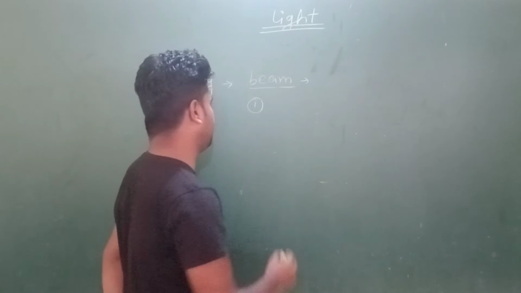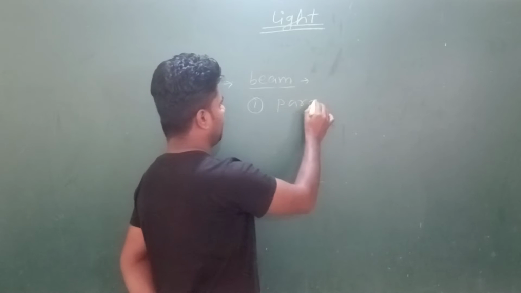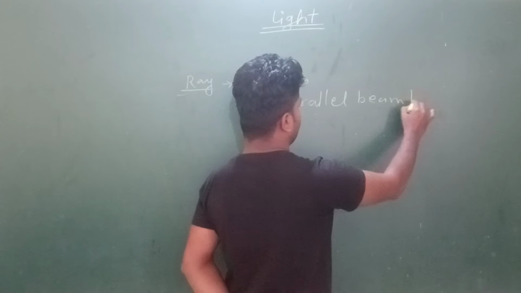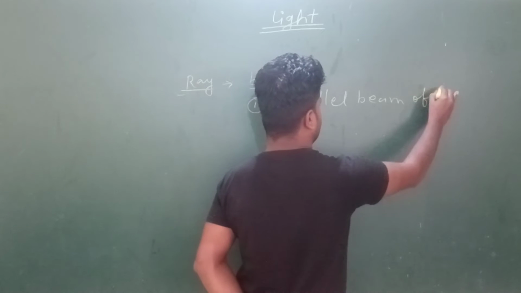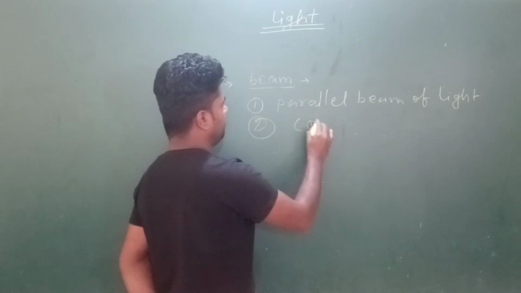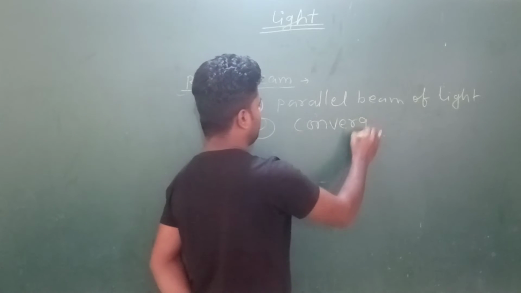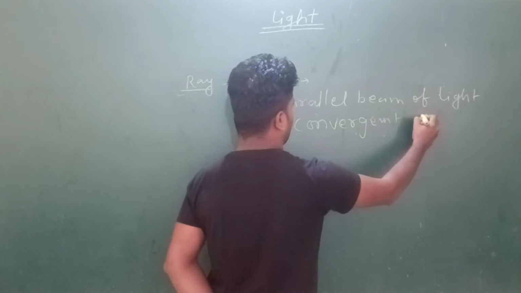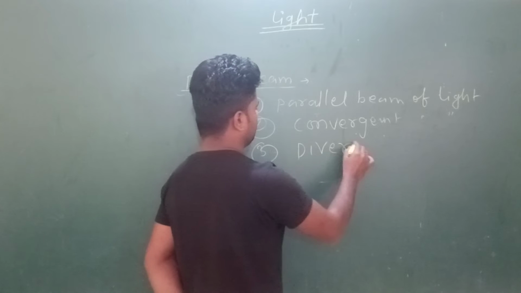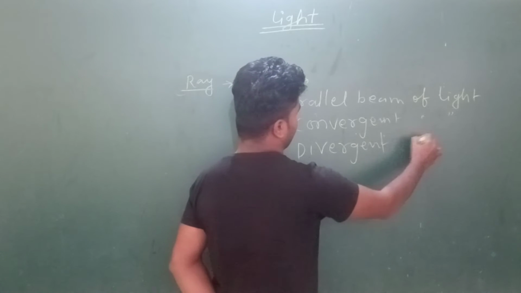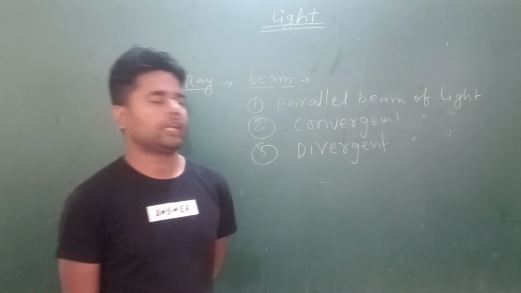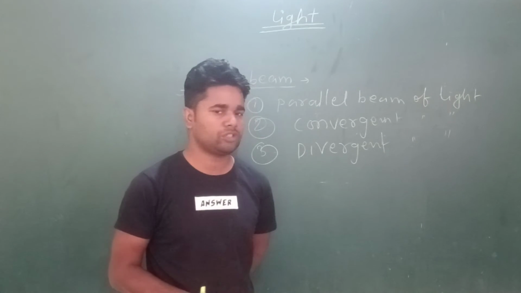We have three kinds of beam of light. First is the parallel beam of light, second is the convergent beam of light, and third is the divergent beam of light. So we have three kinds of beam of light: parallel, convergent, and divergent.